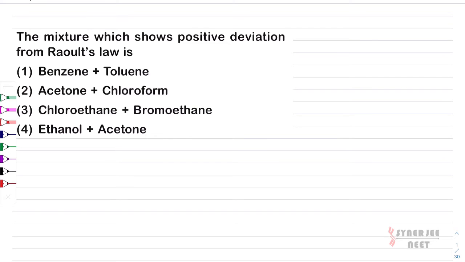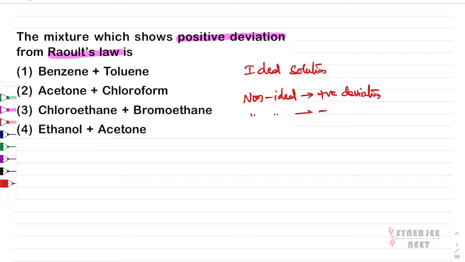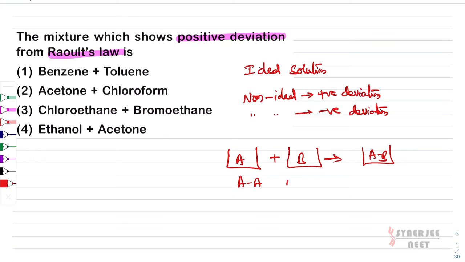The mixture which shows positive deviation from Raoult's law. See, what mixtures will show positive deviation? There are three kinds of solutions. One is ideal solution, one is non-ideal with positive deviation, and non-ideal with negative deviation. So what is positive deviation and what is negative deviation? Suppose A liquid is mixed with B liquid to form a mixture AB. If AA intermolecular interactions, BB intermolecular interactions and AB intermolecular interactions are all approximately equal, then such a solution is called an ideal solution.